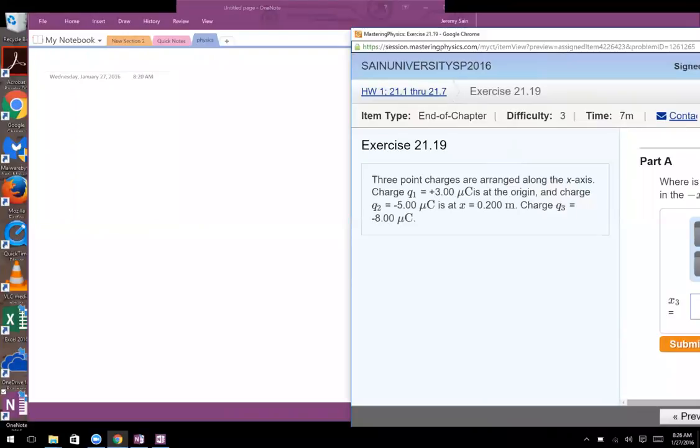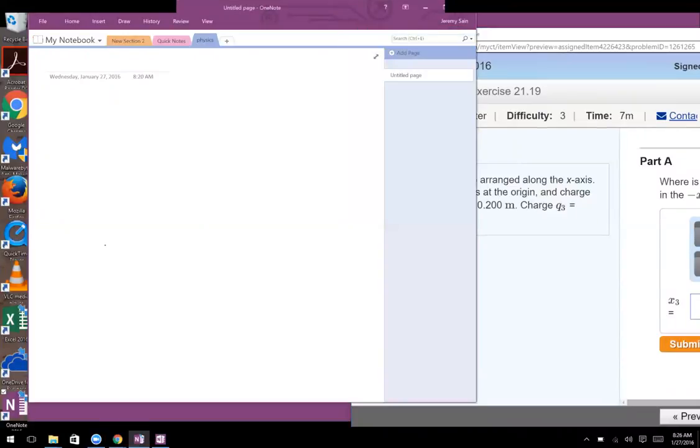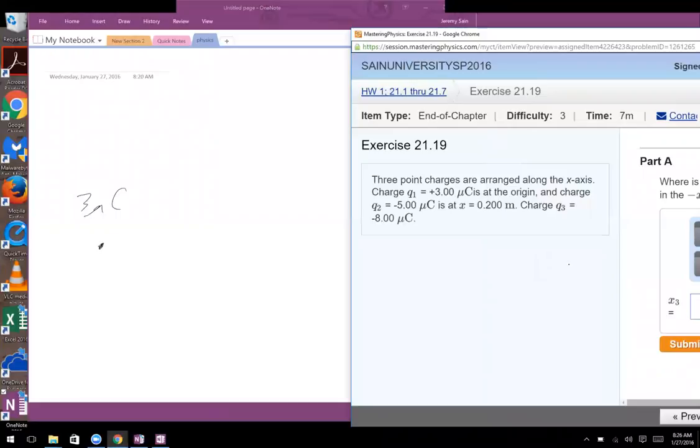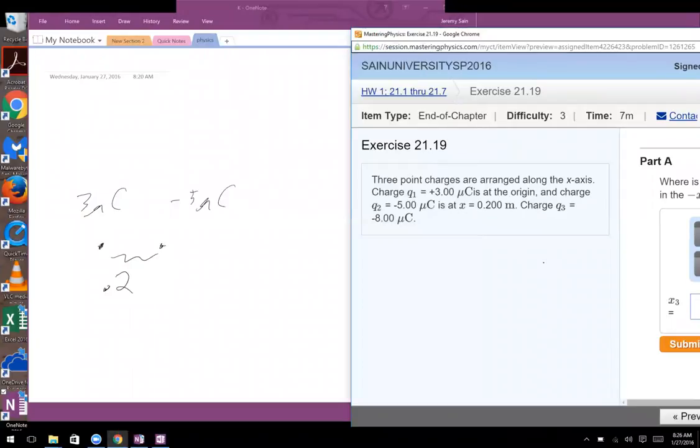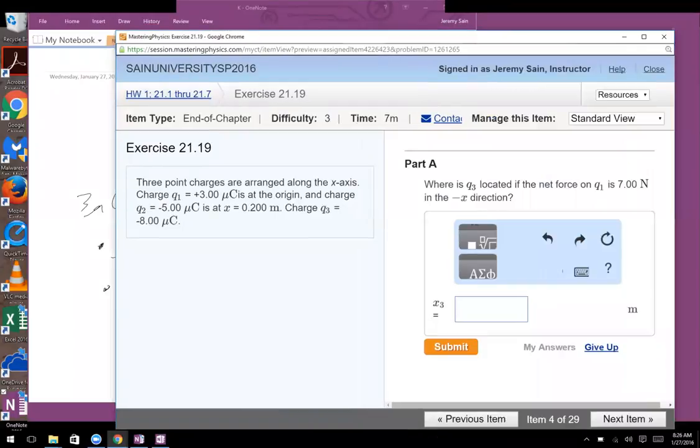So we've got at the origin 3 microcoulombs. Charge that at x is 0.2, we've got -5 microcoulombs. And charge 3 is -8 microcoulombs. We don't know where it is. The net force on Q1 is 7 in the negative x direction.